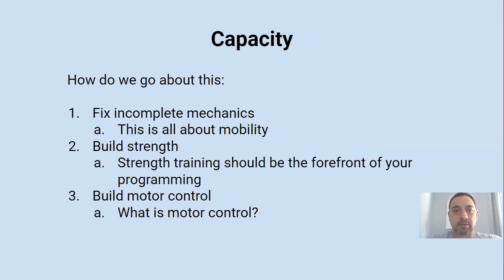So how do we go about this? First, fix the incomplete mechanic, and this is all about mobility. Then you have to build strength, and that should really be the focus of your programming, and then build motor control. All right, so what is motor control? Here is a good example.